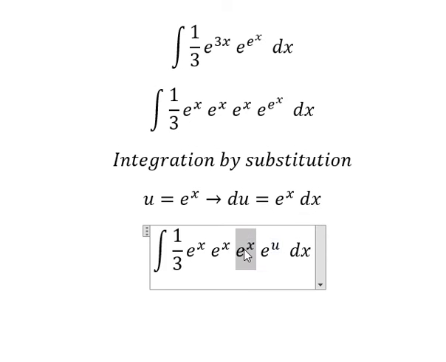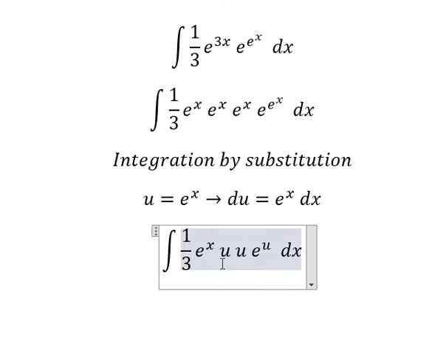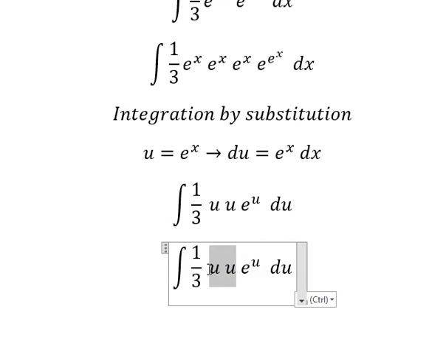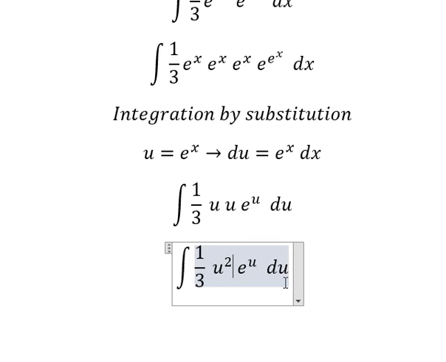This one we change by u. E to the power of s ds we change by du. So u and u, we have u square.